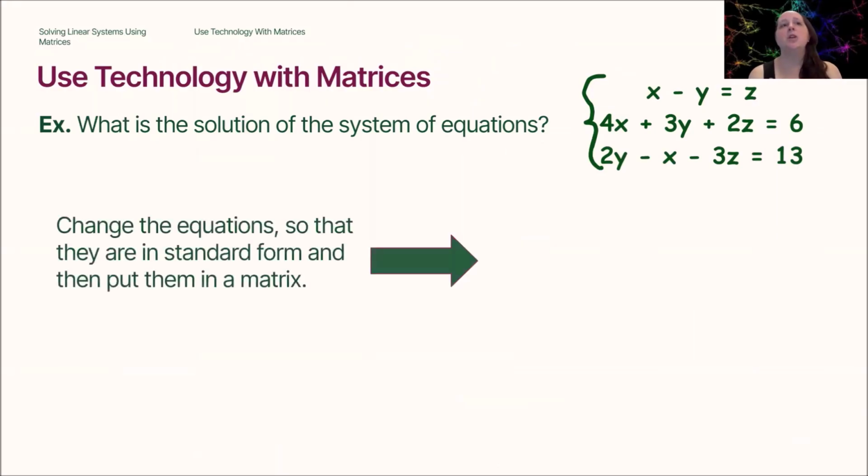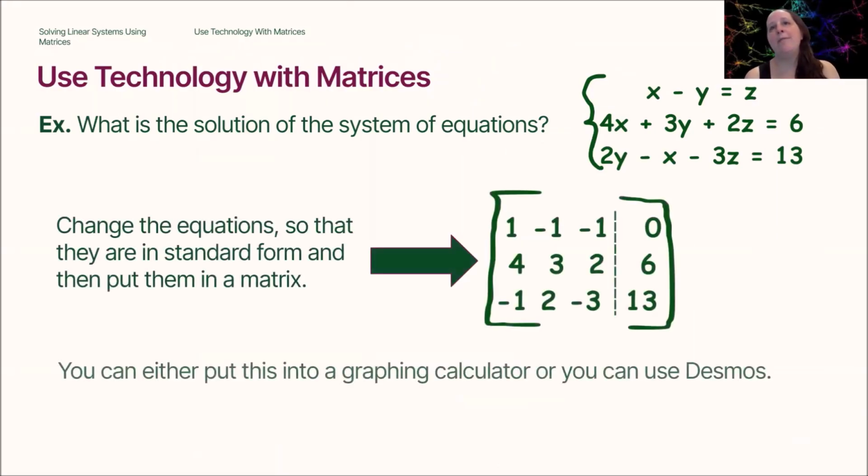I'm going to change the equations so that they're in standard form and then put them into a matrix. With this first equation, x minus y equals z, I moved the z to the left side of my equation. So that's where I got the 1, -1, -1, 0. The second one was already in standard form, so that was fine: 4, 3, 2, 6. The third equation, I just had to switch the x and the y, so it's -1, 2, -3, 13.